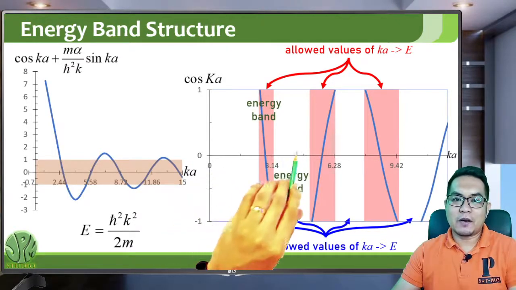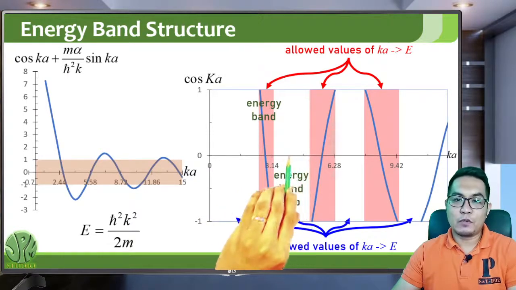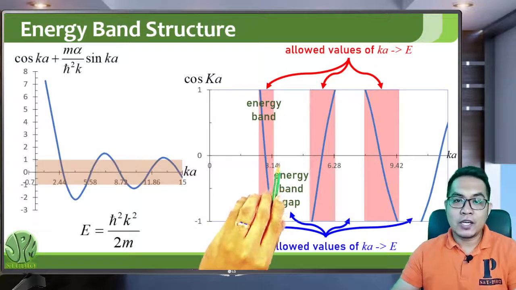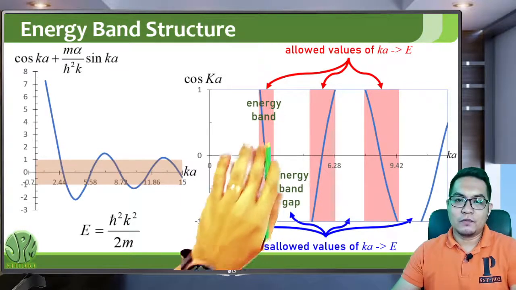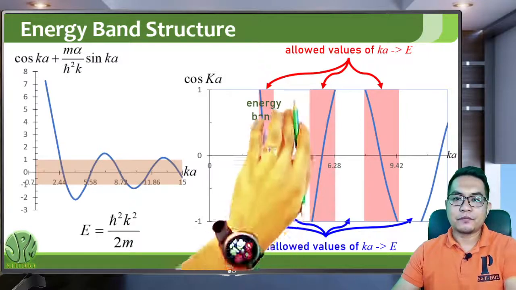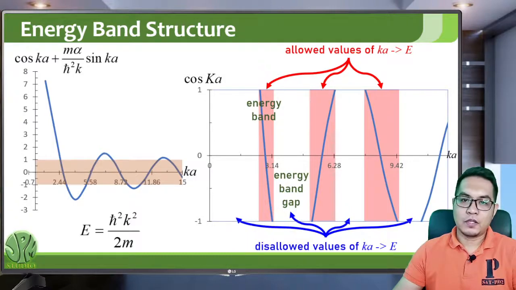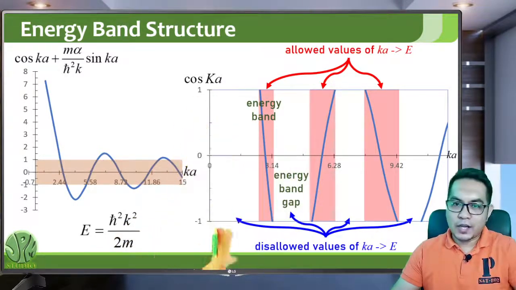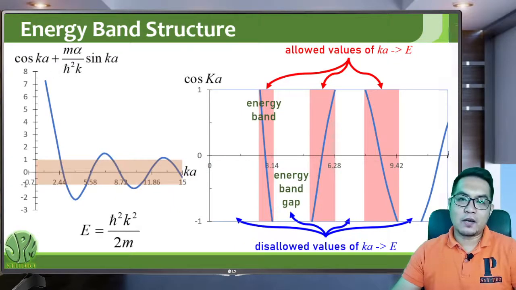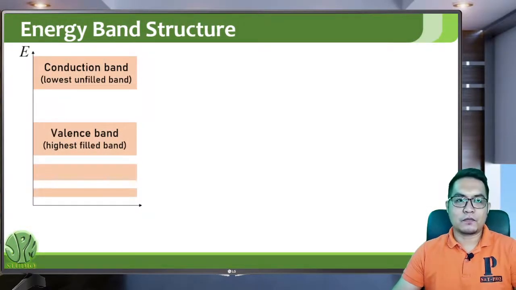And the disallowed values of Ka, which means the disallowed values of energy, correspond to the energy band gap. So no energy here, no states here. So if we rotate this such that the y-axis is now our energy, then our band structure will look like this.